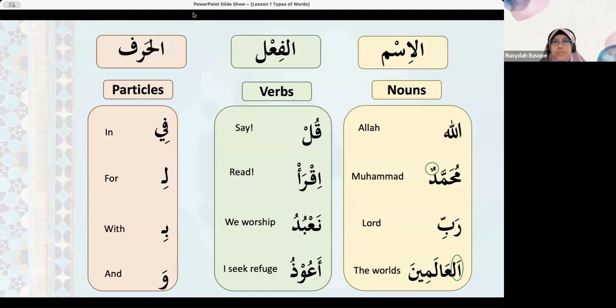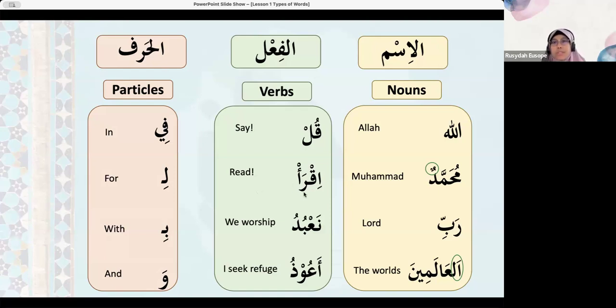So the examples of verbs: qul, and then iqra, na'budu and a'udhu. So these are common verbs. Qul, you know the three quls or the four quls. Qul ya ayyuhal kafirun, qul huwallahu ahad, qul a'udhu birabbil falaq, qul a'udhu birabbin nas. You know the three quls we recite before going to sleep. So they begin with qul, say, katakanlah. And then we have iqra, which is the first command that Allah sent to the Prophet sallallahu alaihi wasallam, which is to read.